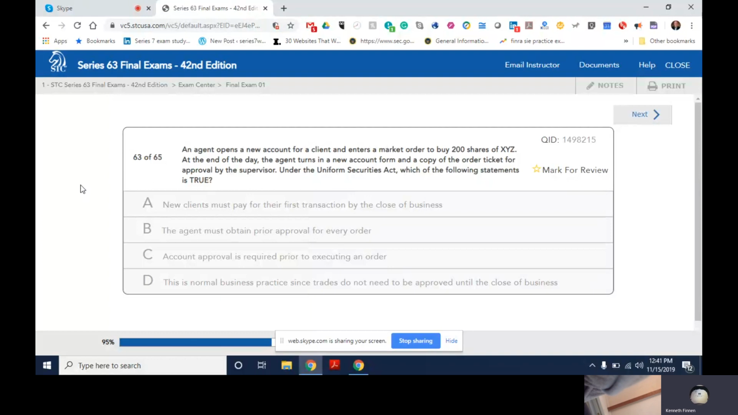An agent opens a new account for a client and enters a market order to buy 200 shares of XYZ. At the end of the day, the agent turns in a new account form and copy of the order ticket for approval by the supervisor. Under the uniform act, which of the following statements is true? Okay, new clients must pay for their first transaction but close the business. That's not a thing. Agent must obtain prior approval for every order. No. Account approval is required prior to executing. I would think so. There's normal business practice. That's not true. I'm going to say that the trades don't have to be approved, but the account does.